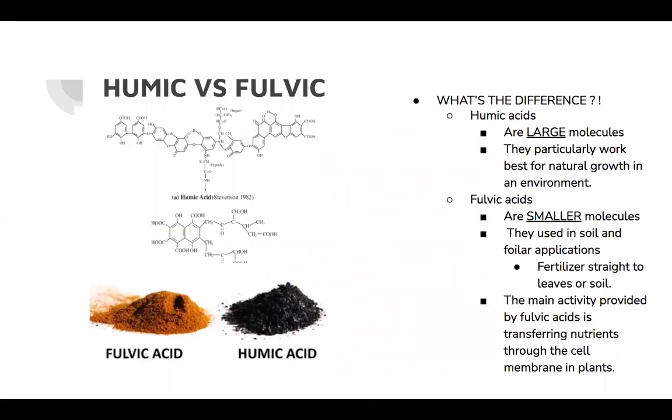So what's the difference between humic versus fulvic? So humic acids are large molecules. That is the top picture. They work best for natural growth in an environment. And then we have fulvic acids, which are smaller molecules, which is the second molecule listed in the picture. And they're used for foliar application, and this is fertilizer straight to leaves or soil. And the main activity is transferring nutrients through the cell membrane in plants.